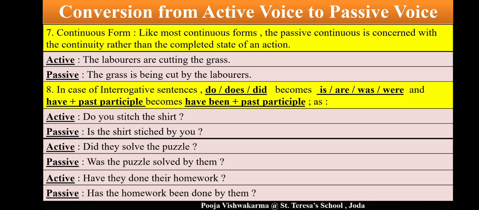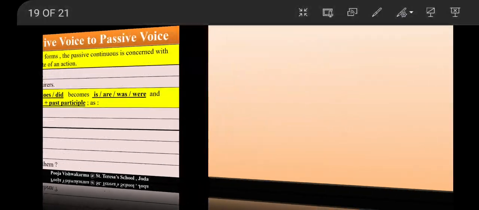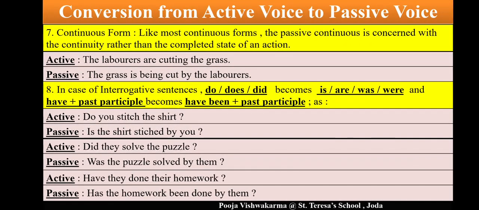Suppose there is a continuous form. Generally, whenever there is a continuous form, we are changing it to passive continuous. It always deals with the continuity. My work is not completed yet, isn't it? It is still going on. So it deals with that, in the passive voice as well. The laborers are cutting the grass. The grass is being cut by the laborers. It is still going on. Okay, so that you need to remember.